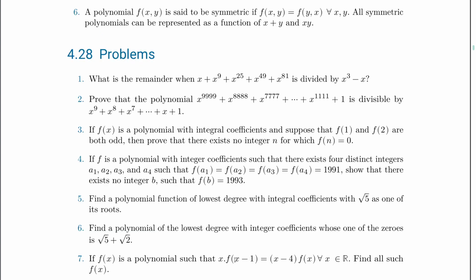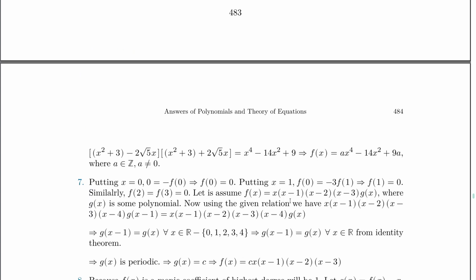Now we put x is equal to 1, so that it becomes f of 0. So the left hand side will become f of 0 and the right hand side will be minus 3 f of 1. So f of 1 would also be 0. Similarly, f of 2 would be 0, f of 3 would be 0. Now we don't put x is equal to 4 yet.